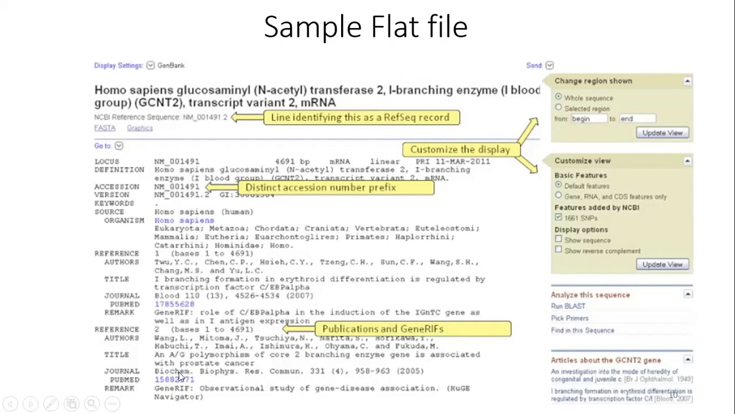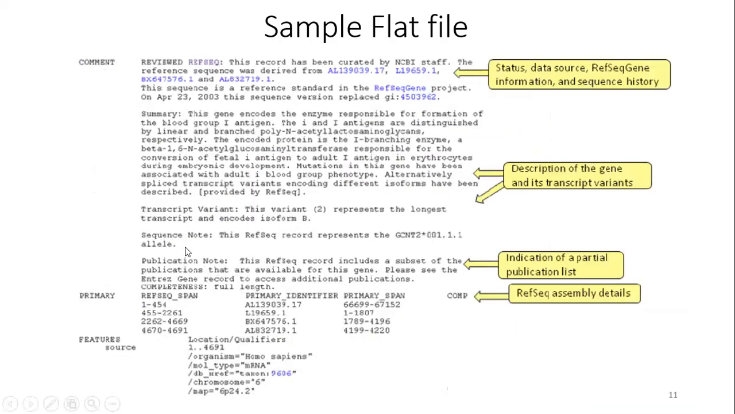For example, it was published in this journal, BBA Research Communication, back in 2005. There is also a link for PubMed over here. There is a link for this organism, Homo sapiens. If you click on this Homo sapiens, you would be carried on to the taxonomy database, which is present on the NCBI server, and so on and so forth.